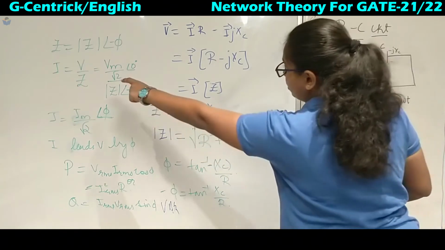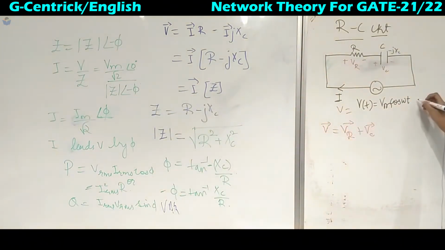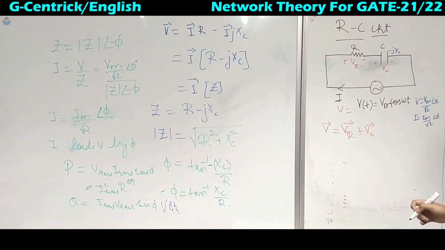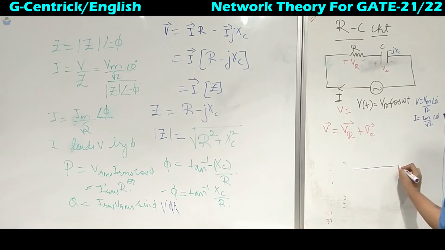Now the vector representation. What is the value of V? Let me write here. V is equal to Vm by root 2 angle 0 degrees. I is Im by root 2 angle plus phi. Then, if I take V as a reference, here is V.